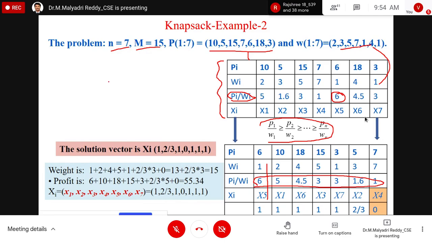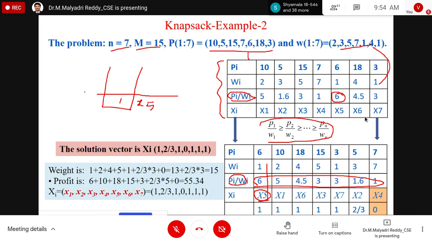What next? Take the empty bag. Algorithm tracing. First I am inserting which element? The maximum P/W element. That is X5. What is the X5 weight? 6. So we take only 1 unit of it.